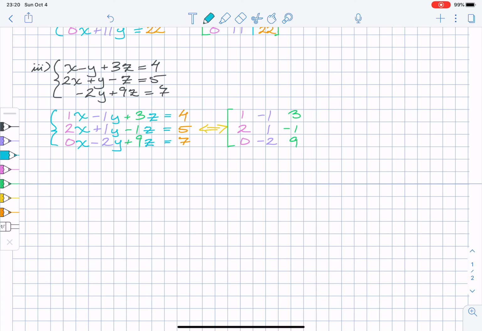Then we do an augment or vertical line to indicate the equal signs. My constants are 4, 5, and 7. Then I can finish my matrix. So this is the augmented matrix representation of the system. So hopefully that makes sense how to draw that.